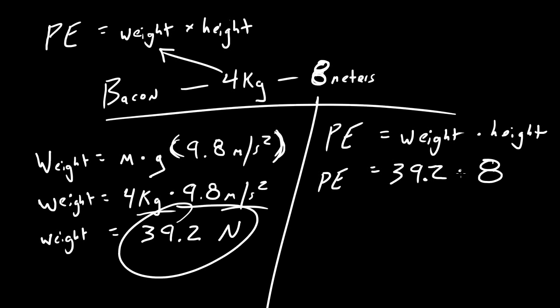So if we multiply these two numbers, 39.2 times 8, we figure out that when a piece of bacon is sitting up on a pole, 8 meters high, and the bacon has a mass of 4 kilograms, then it has a potential energy of 313.6 joules. So there you go. That is how much energy is stored in that bacon, and whenever you bite into it, it's going to be delicious.